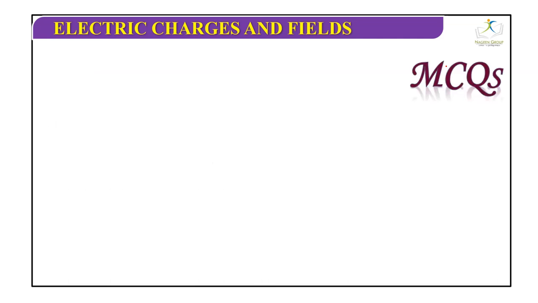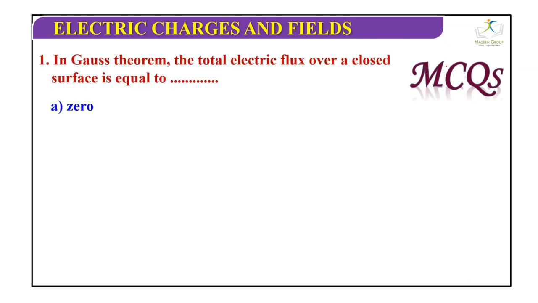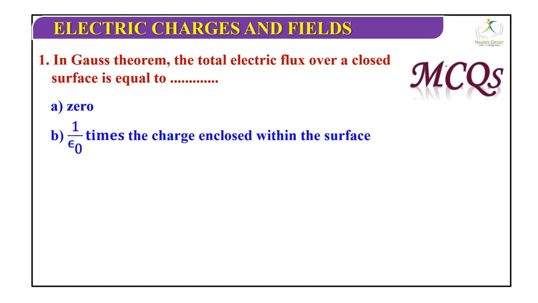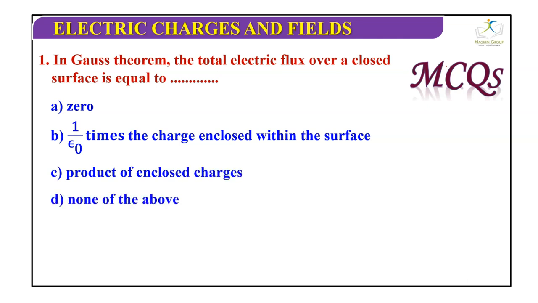Let's see a few questions so that we can check which topics we have learned and whether we have understood them clearly. In Gauss theorem, the total electric flux over a closed surface is equal to: zero, 1 by epsilon naught times the charge enclosed within the surface, product of enclosed charges, or none of the above. What was the correct answer? The correct answer for this question is B.